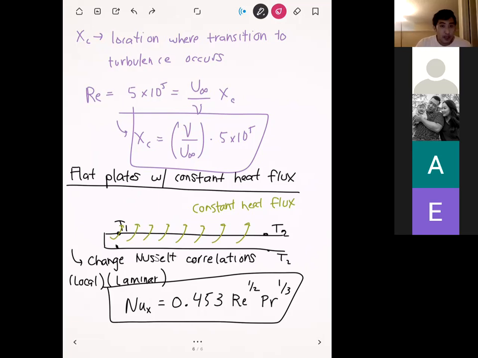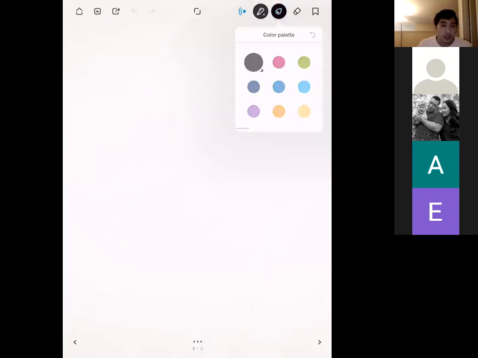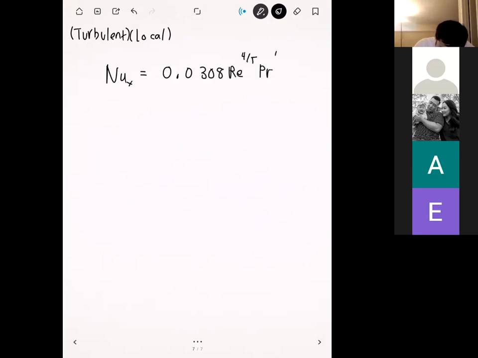All right, that's for laminar flow. Now let's go over turbulent flow. This is constant heat flux, but now we have turbulent flow. Again, this is the local Nusselt number. We have Nusselt number is equal to 0.0308 times Reynolds number to the 4/5 times Prandtl number to the 1/3.